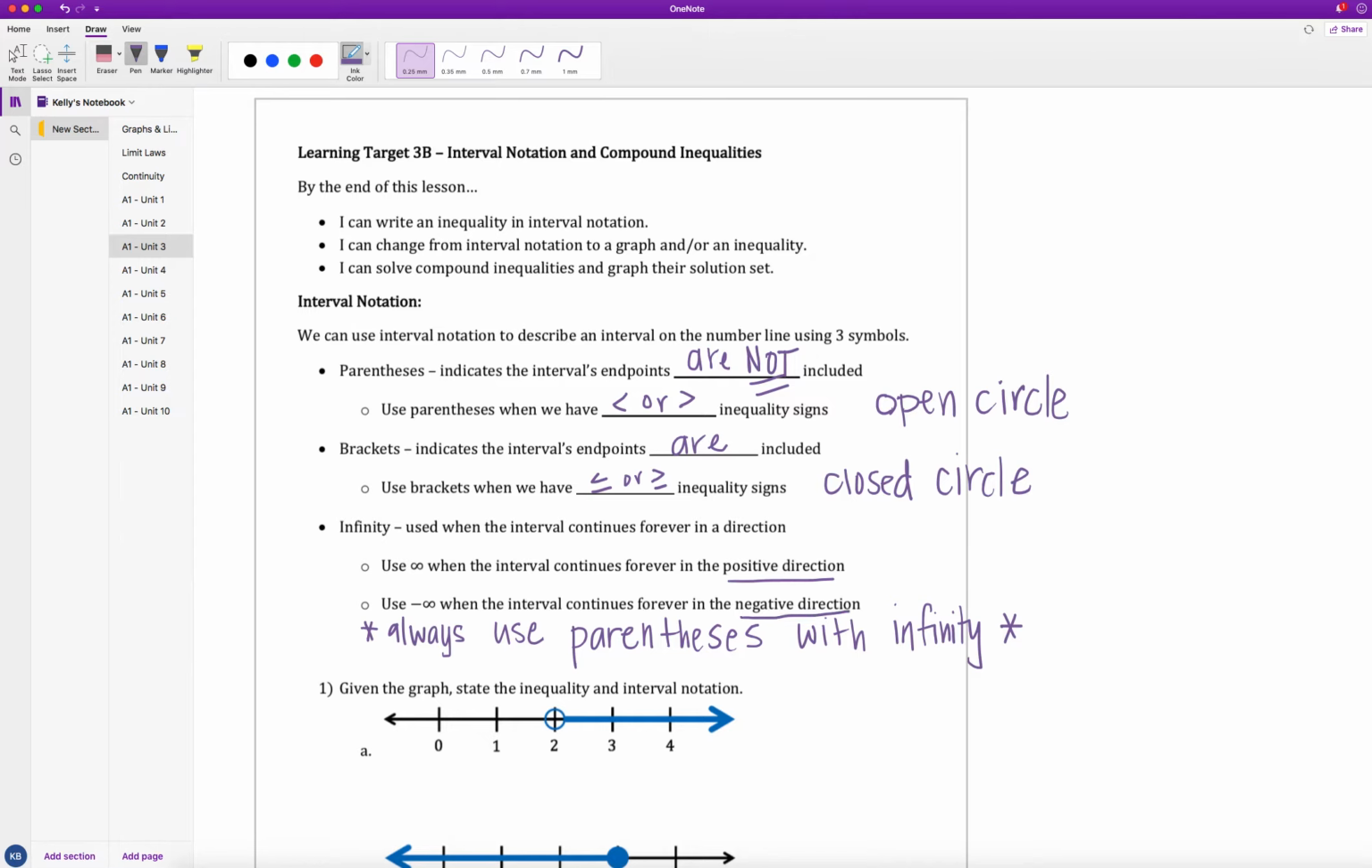One thing that I forgot to add, which is extremely important, is that we always use parentheses with our infinities. Either positive infinity or negative infinity, we will close that off with a parenthesis. We will never use a bracket, because we never technically reach infinity. Infinity is not a number, so as this continues forever and ever, it wouldn't make sense to put a bracket on it, because a bracket is saying that's where I'm stopping, but we keep going forever in a direction. We will use these three concepts of parentheses, brackets, and infinity to write our interval notation.